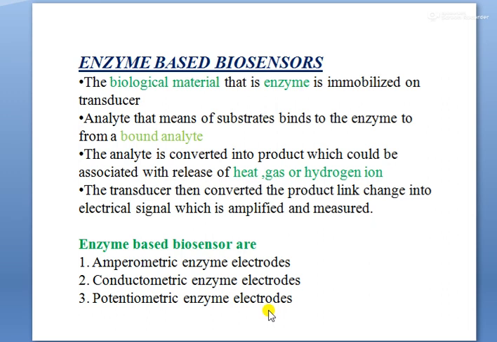So let's see the examples of enzyme-based biosensors. Some amperometric enzyme electrode biosensors are examples of enzyme-based biosensors. Some conductometric enzyme electrodes and some potentiometric enzyme electrode biosensors are also examples. That means the potentiometric, conductometric and amperometric enzyme electrode biosensors have an enzyme as the biological material or biomolecule, right?